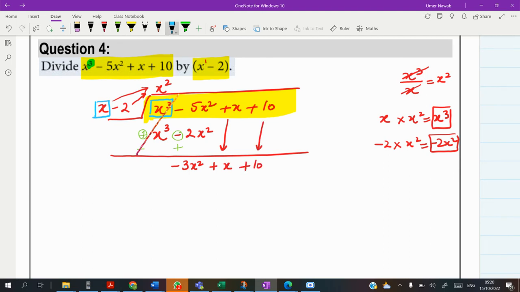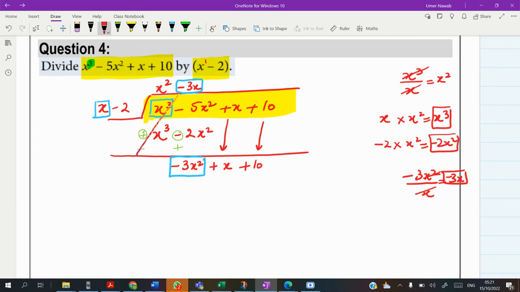Repeat the same procedure. You have here minus 3x squared and outside x. Do the short division. Minus 3x squared divided by x. When you do the cancellation, it leaves you behind with minus 3x. This minus 3x, I'm going to place it here and repeat the procedure. What was the procedure? You need to multiply x with minus 3x now.